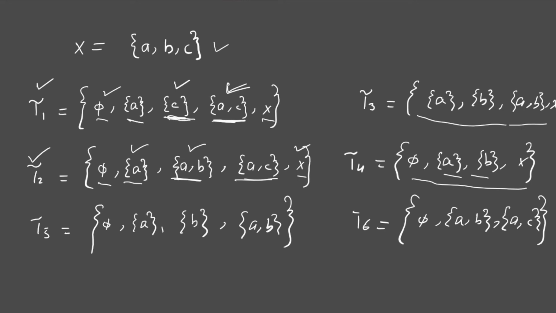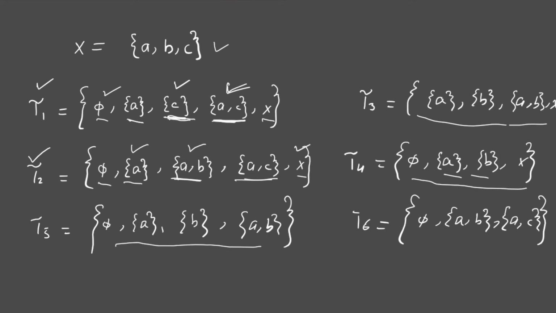Similarly, tau 5 is also not a topology on X because it does not contain X. Remember that in tau 5 there is no X. So the third axiom is that phi and X must be in the collection.